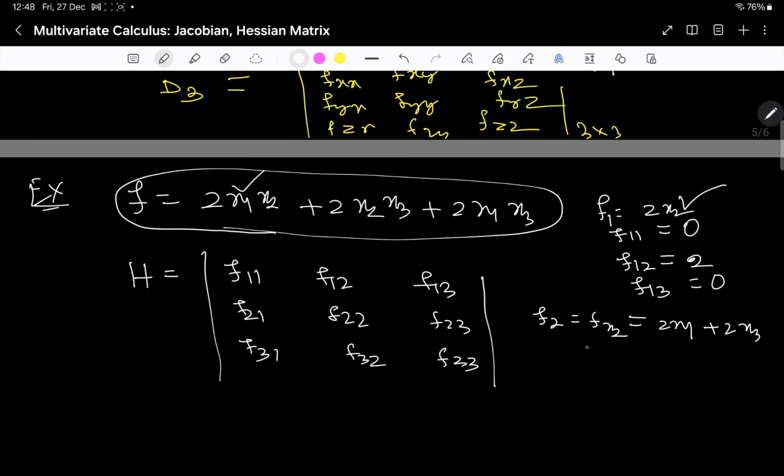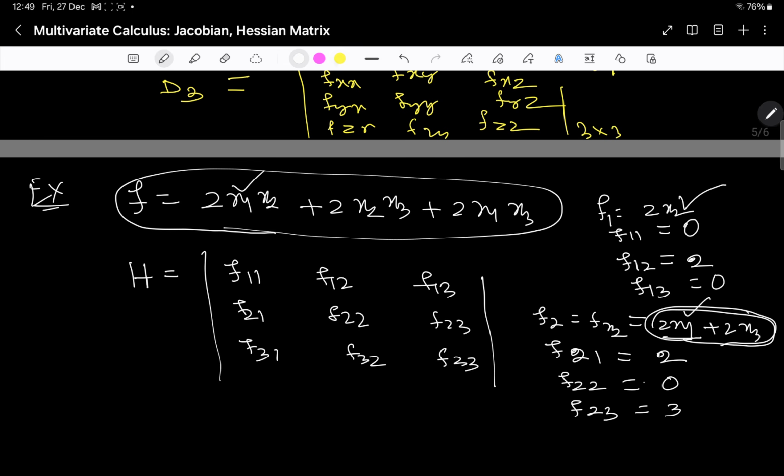Now what is f21? f21 means with respect to x1 we differentiate again, which is 2. What is f22? With respect to x2 we differentiate again, so it is 0. And what is f23? With respect to x3 we differentiate it, so this will give 2.